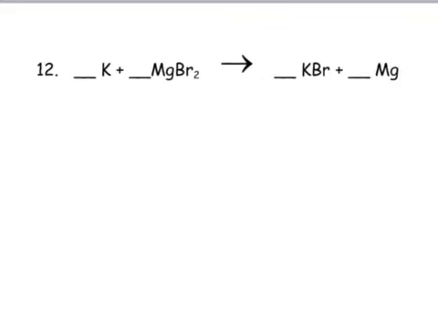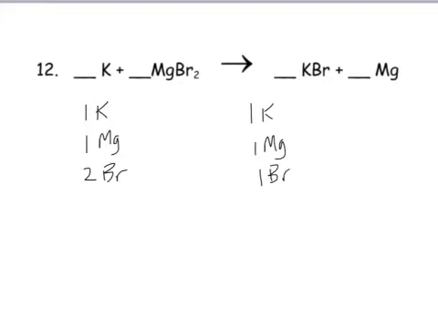Number 12. Again, alright, atom inventory. 1 potassium, 1 magnesium, 2 bromines. Let's look over here on the product side. We have 1 potassium, 1 magnesium, and we have 1 bromine. Well, the only thing we can start with, put a 2 here, potassium becomes 2, bromine is now 2, 2 in front of the potassium. Balanced.